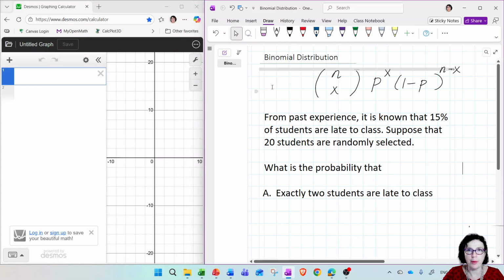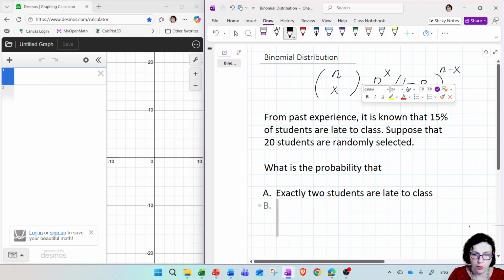Now, what will happen on AP Stats or some sort of multiple choice exam? They will give you various setups, and then you're going to have to choose which one is correct. Let me show you, and by the way, the binomial formula is available inside the test in the formula sheet. Okay, so we're going to start setting it up.